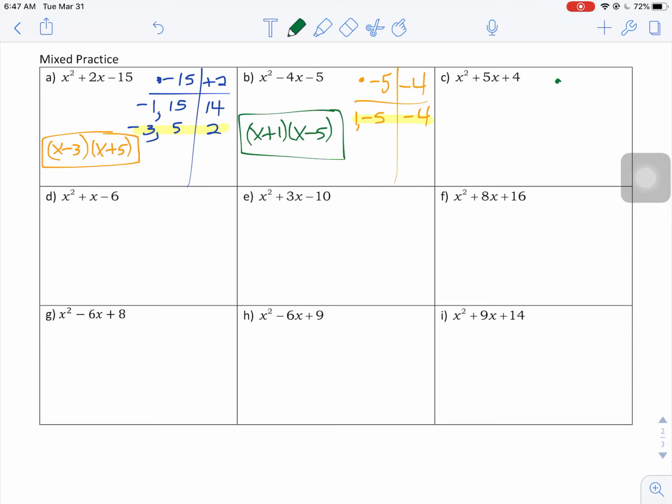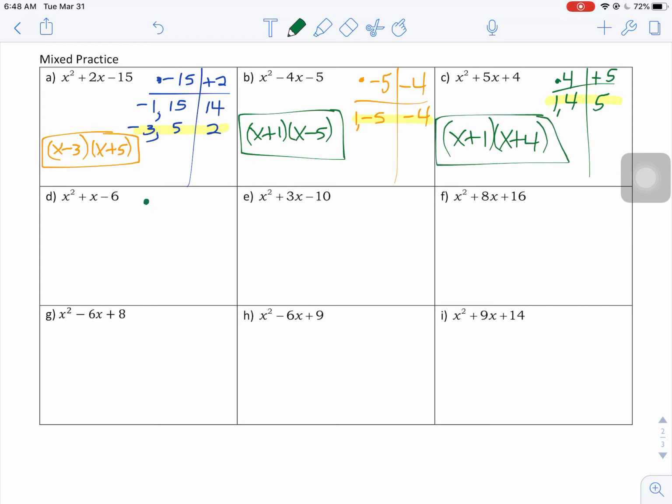Part C, multiply to 4, add to 5. So 4 divided by 1 is 4. Everything's positive here. So I'm multiplying to a positive. I'm adding to a positive, so I don't have to worry about any negative signs. 1 plus 4 is 5. Done. Those are the numbers that work. So x plus 1 and x plus 4.